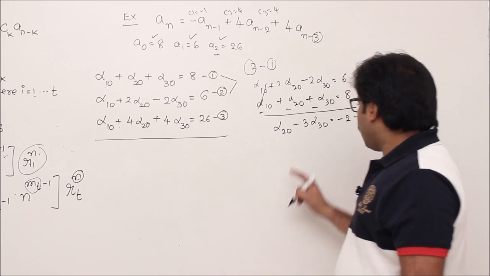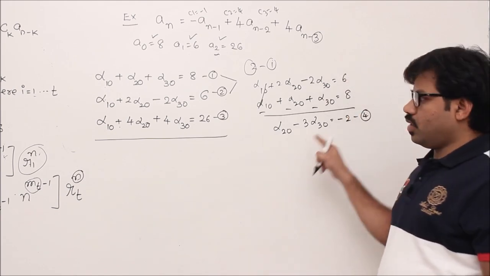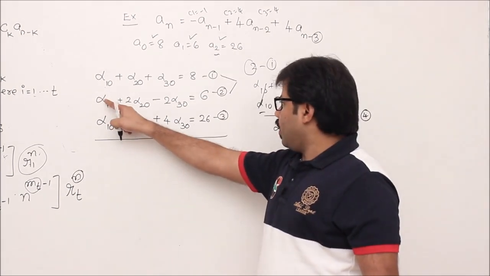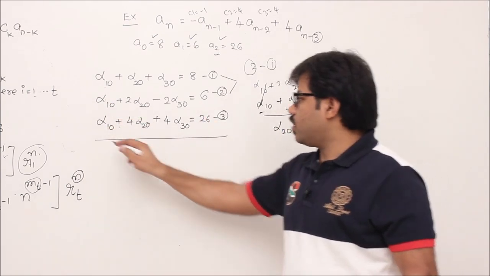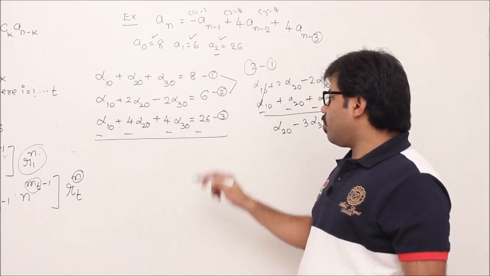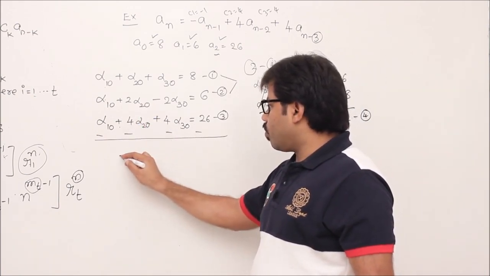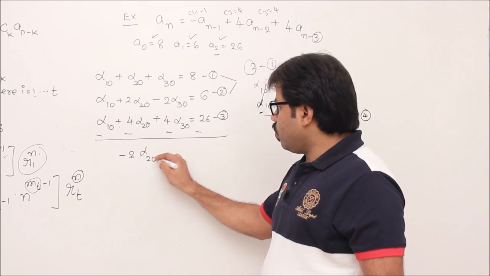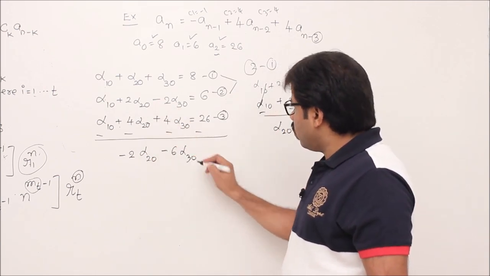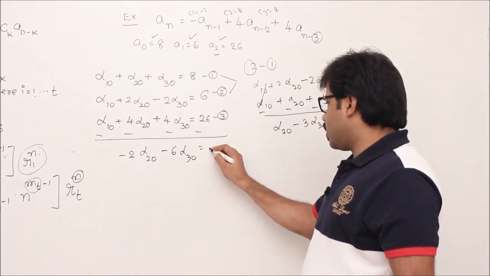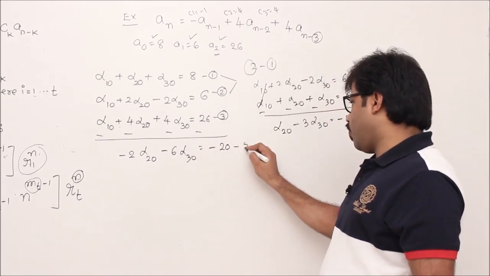Similarly, let me try to get one more equation with alpha 2 0 and alpha 3 0. Okay. So I use 2 and 3 and I try to eliminate alpha 1 0 one more time. Let's do subtraction. If I do subtraction, what happens? 2 minus 4, minus 2 alpha 2 0, minus 2 minus 4, minus 6 alpha 3 0 equal to 6 minus 26, minus 20. This is equation number 5.